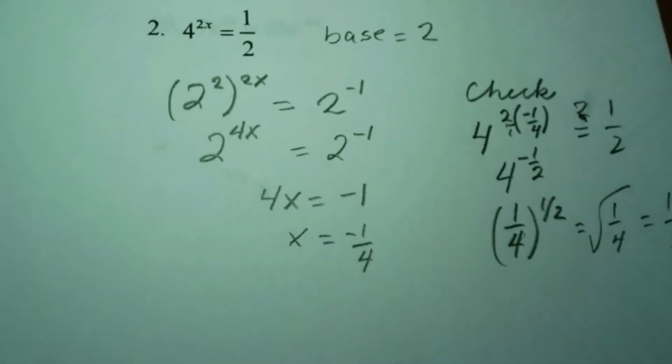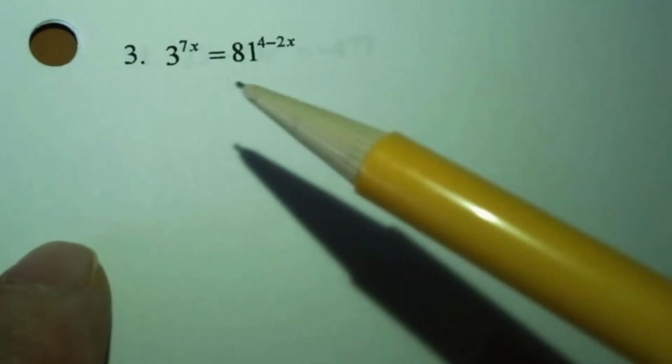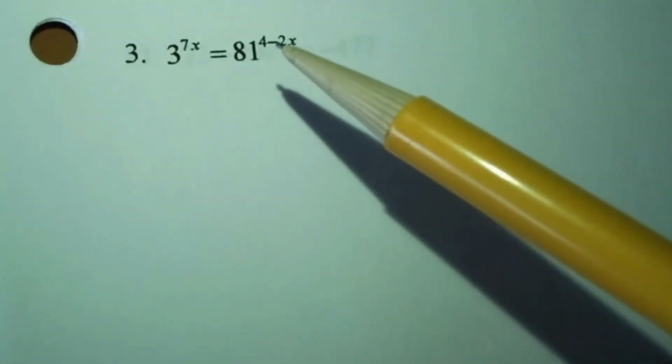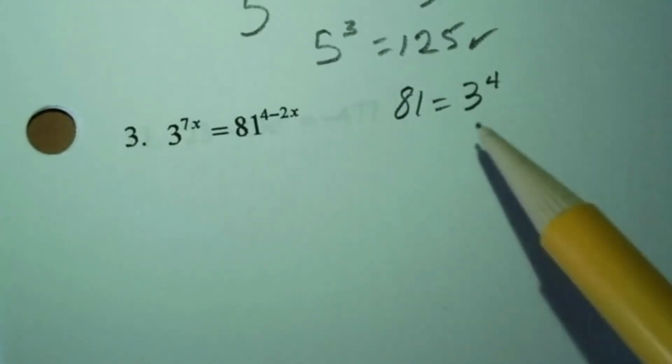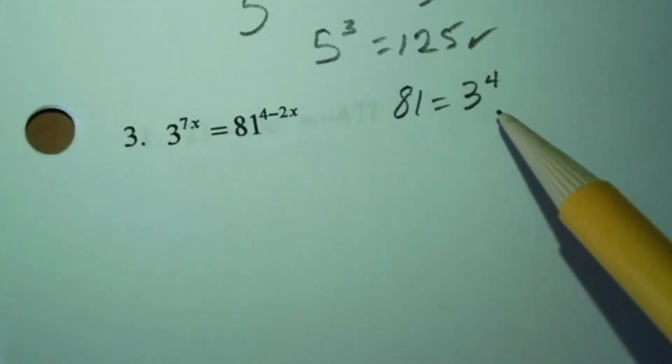Let's do one more example. And now we've got 3 to the 7x equals 81 to the 4 minus 2x. So this is starting to look a little bit more complicated. But again, can we rewrite this exponential equation with the same base? And 81 is a power of 3, right? 81, you know, is 3 to the 4th. So we're going to replace the 81 here by 3 to the 4th.